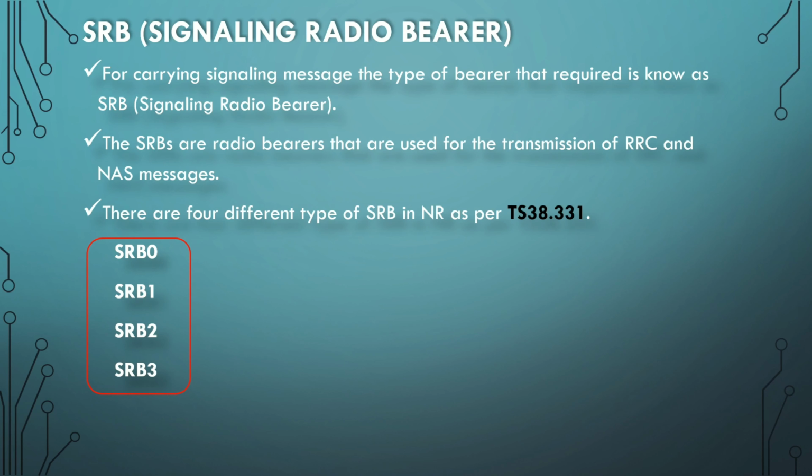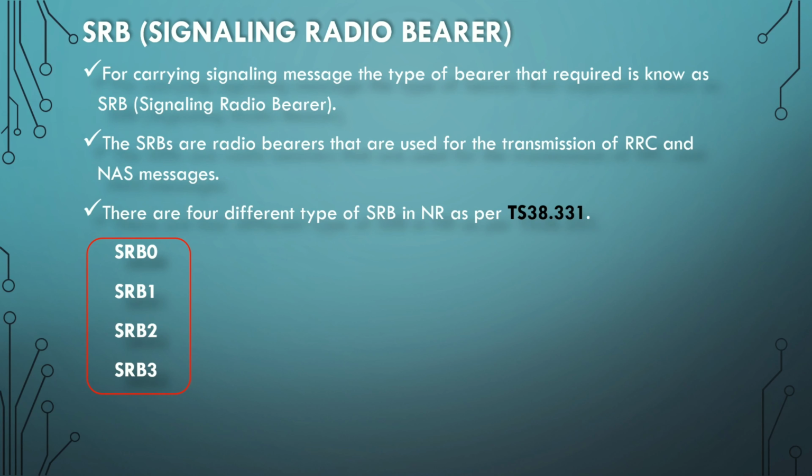SRB, signaling radio bearer. The type of bearer that is basically required for carrying the signaling message is known as SRB, that is, signaling radio bearer. So these SRBs are the radio bearers that are used for the transmission of RRC and the NAS messages.